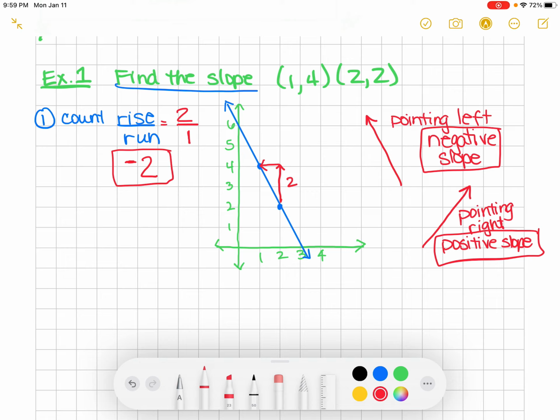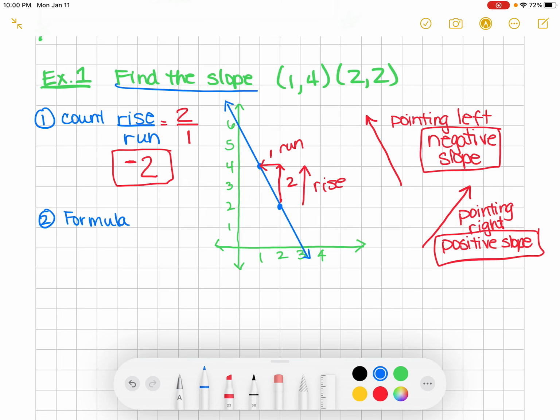So what we did was we counted up and then we counted over. And I forgot to put the 1 here. So you count rise and then you go across and you count your run. Okay, that's the way you do it if you have pictures. And in your homework, you will have some with pictures. Okay, the second way to do this is with the formula.